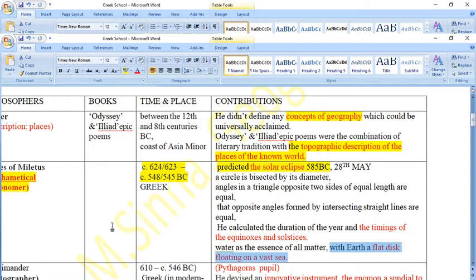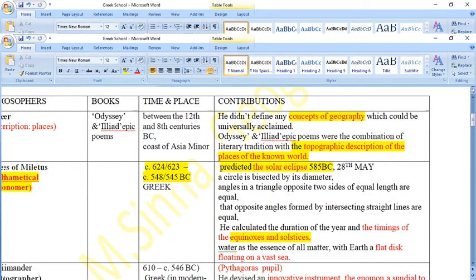The thinking of Miletus was quite similar to the contemporary thinking of those days. They thought that the earth looks like a disk or plate, a flat disk floating over the vast sea, just like a flat vessel. That was the basic thinking of Miletus. And one important thing is that he estimated the time scale of the equinox and solstice, summer solstice and winter solstice.